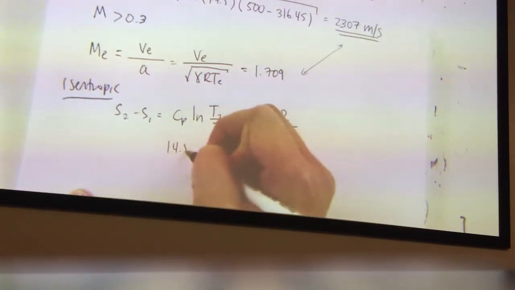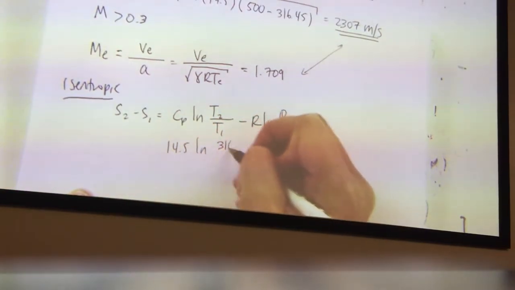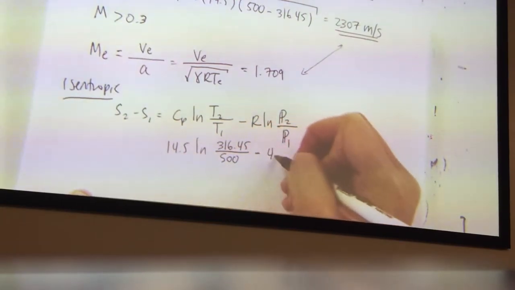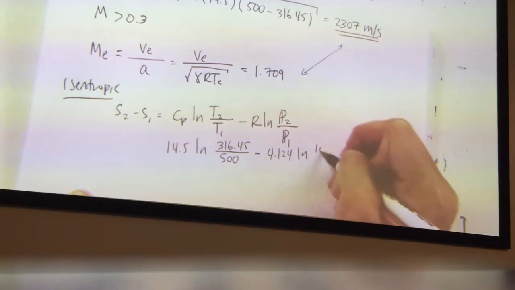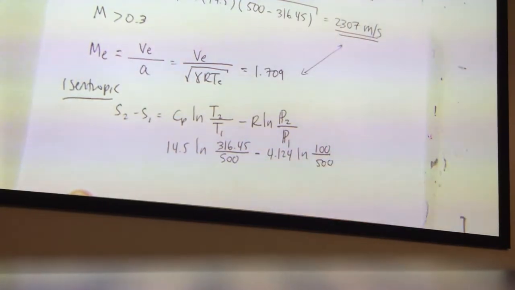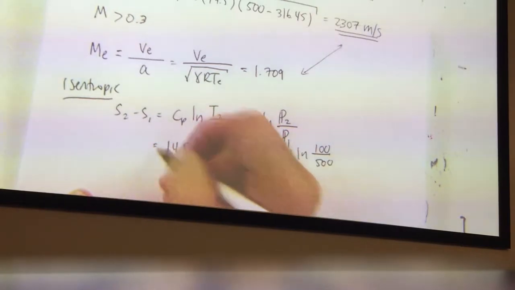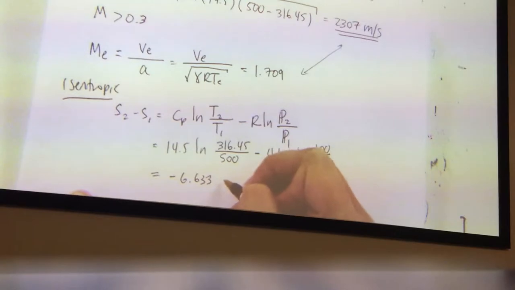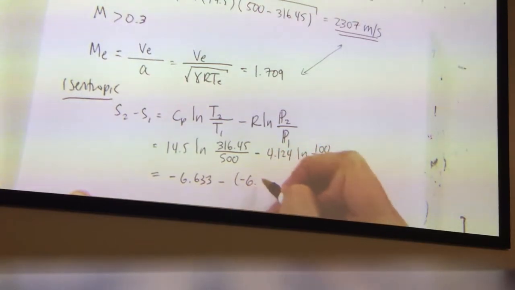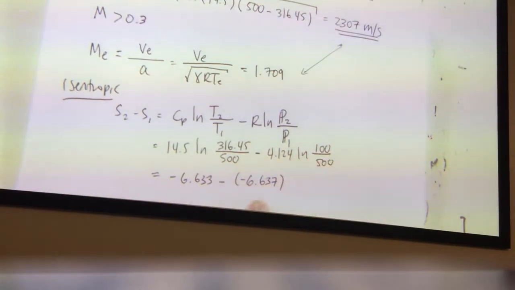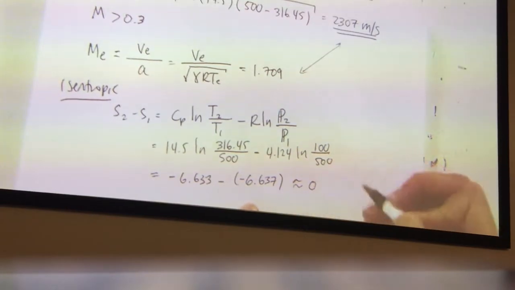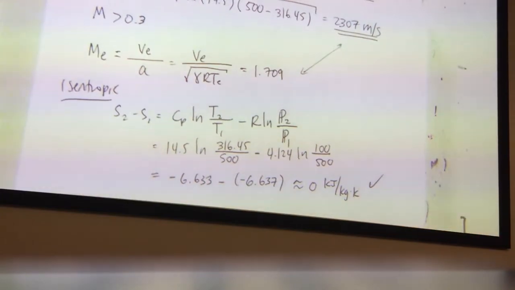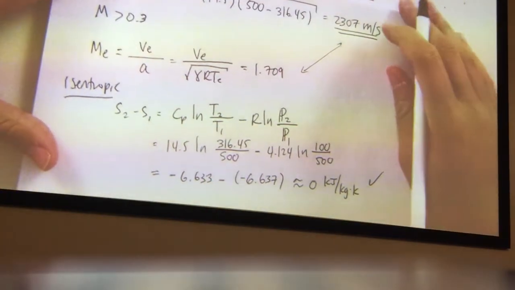So we have 14.5 ln of (316 plus 45) over 500 minus 4.124 ln of 500 over 500. And if we do this, we get negative 6.633 minus 6.637. So as we see, it's very close, so it's practically zero. Remember, this is kilojoules per kilogram Kelvin. So this is isentropic, and the assumptions we made are good.